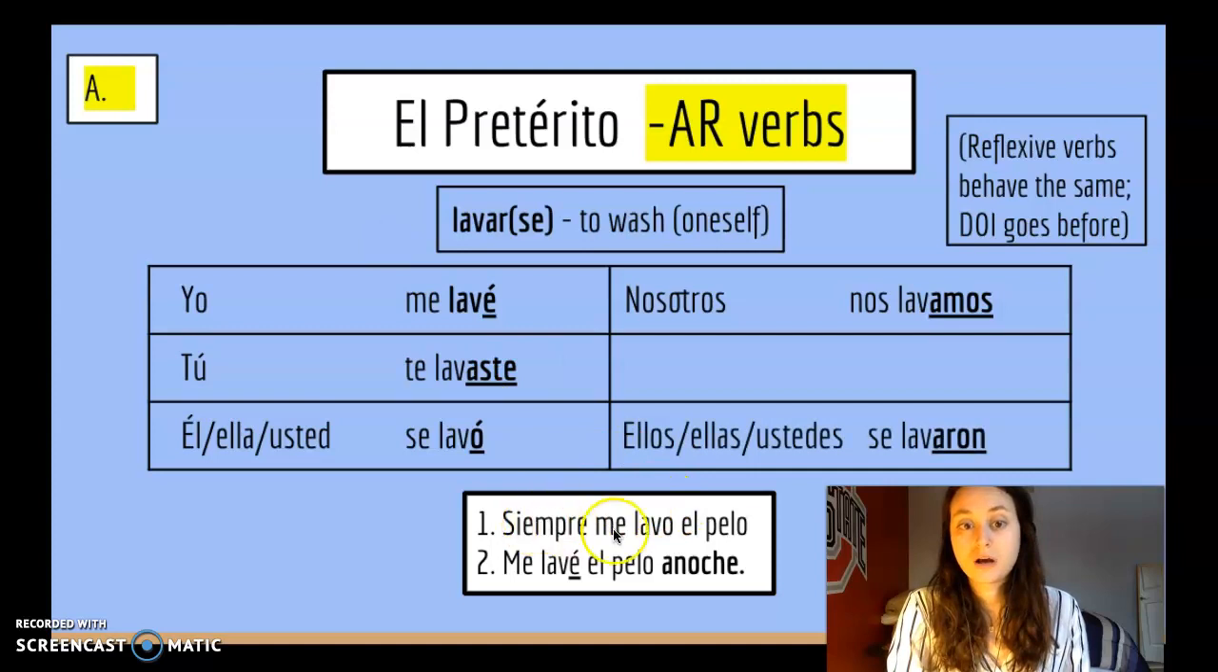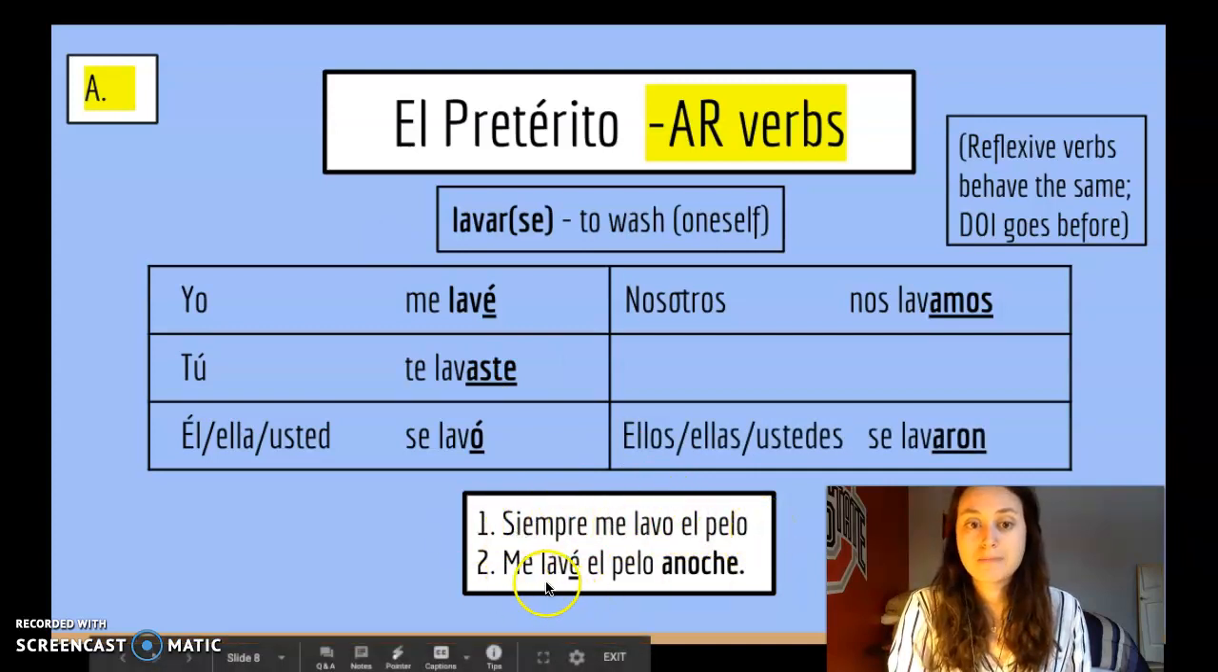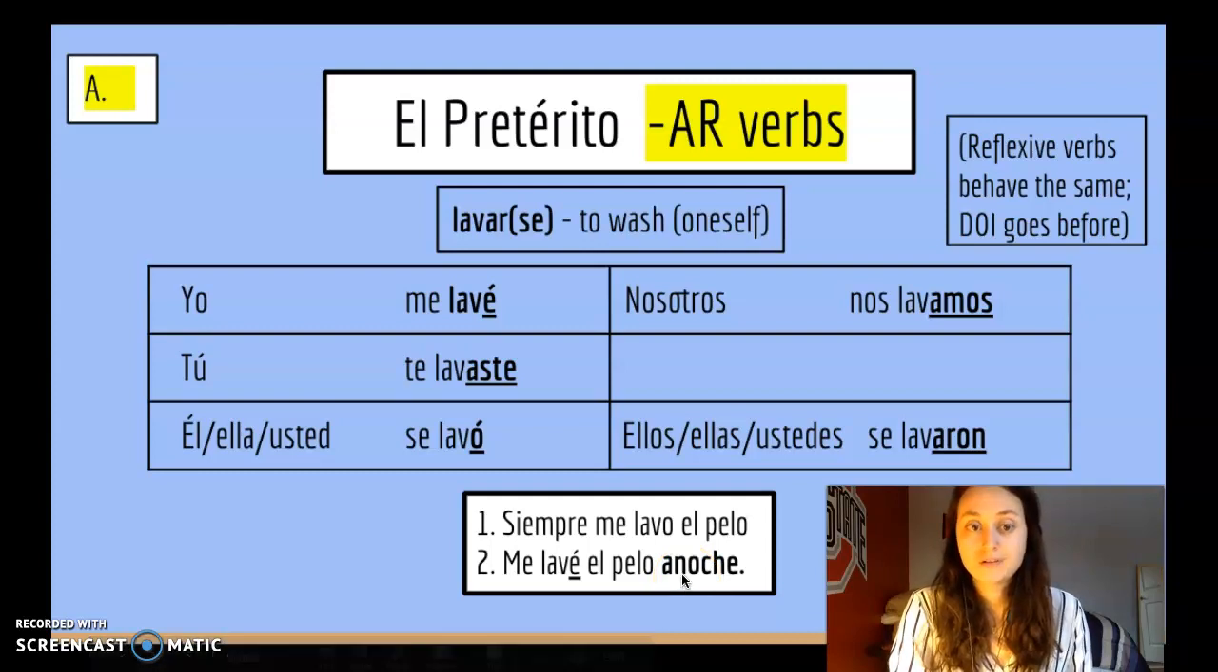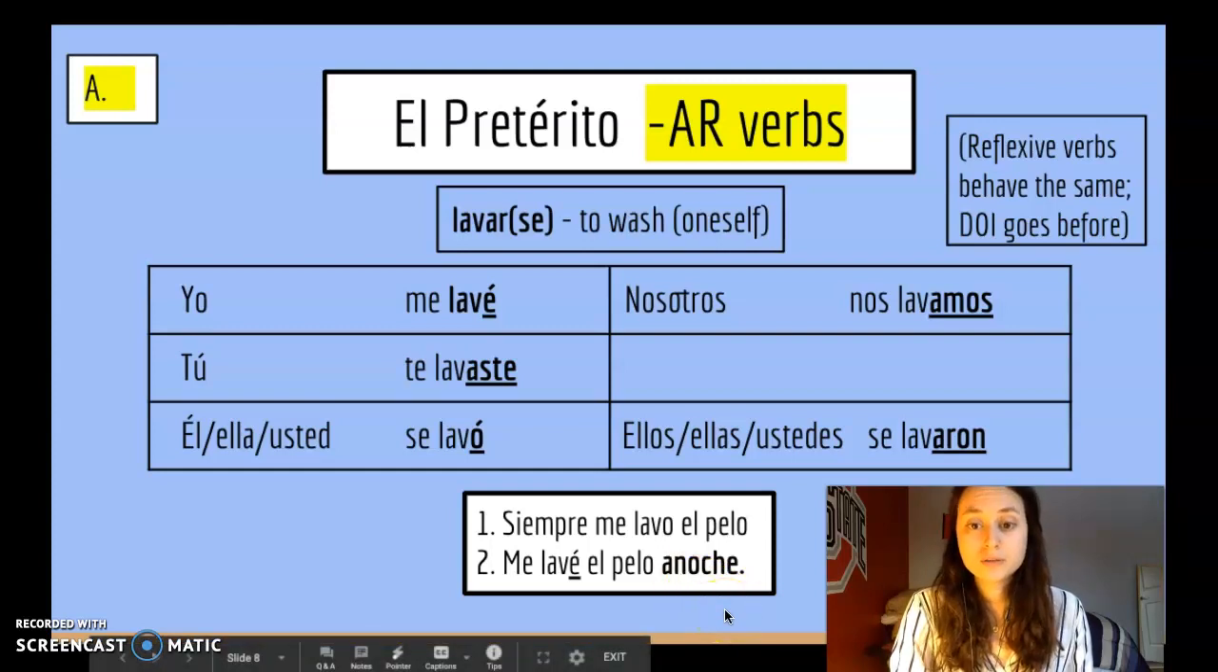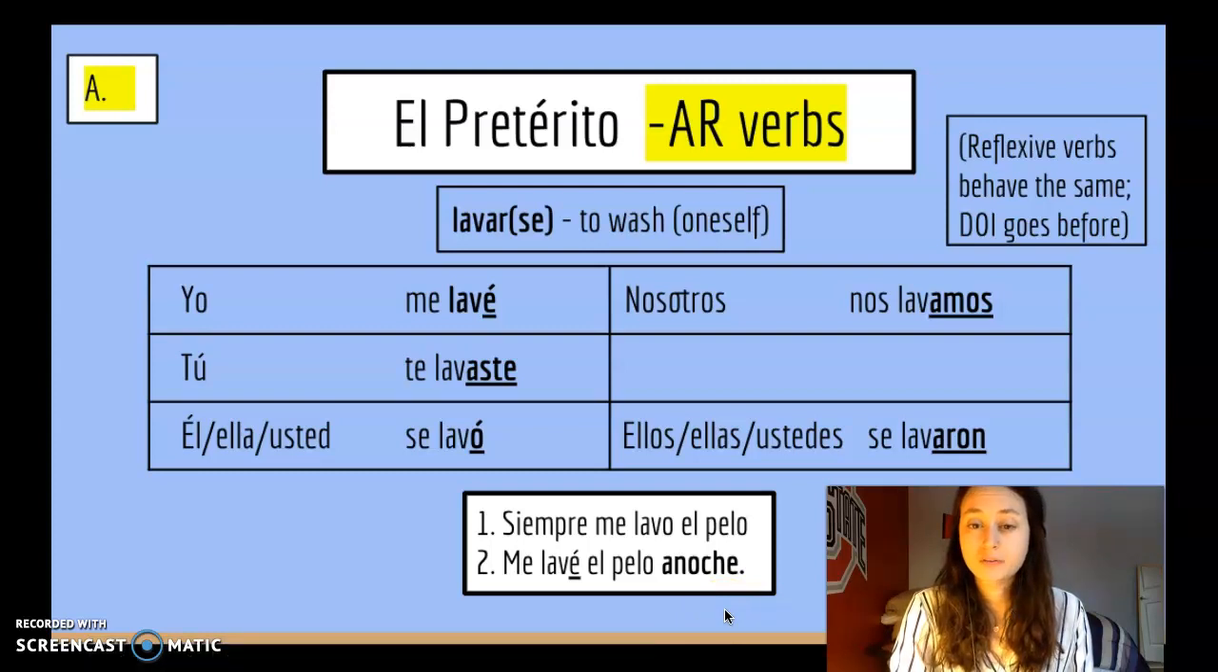So the difference between "I always wash my hair," siempre me lavo el pelo, and me lavé el pelo anoche, last night. Okay? So those are the AR verbs in the preterite. Now let's check out the ER and IR verbs in the preterite. They're similar with a few minor differences. Okay? Similar pattern though.